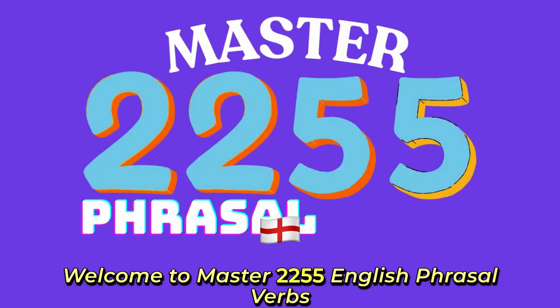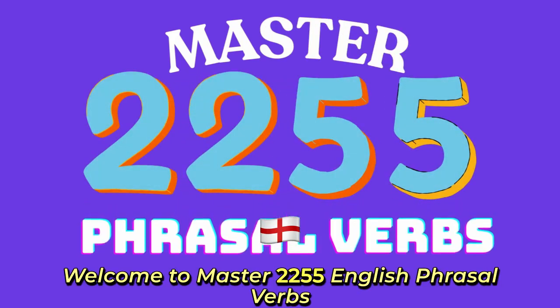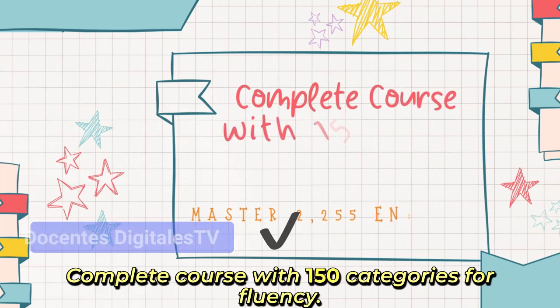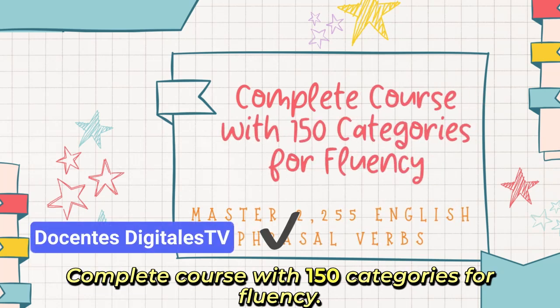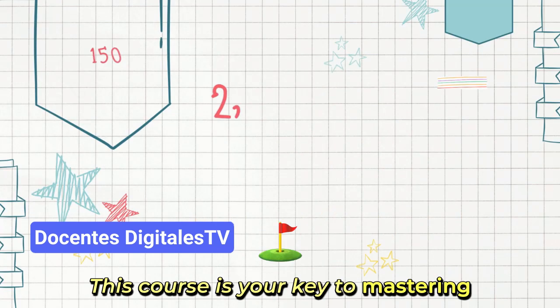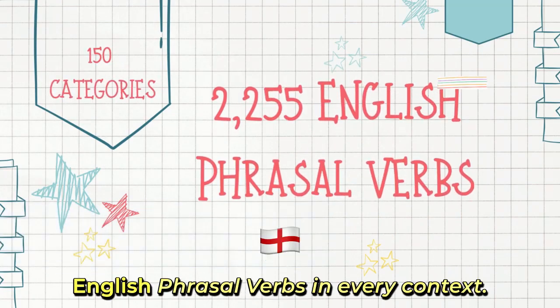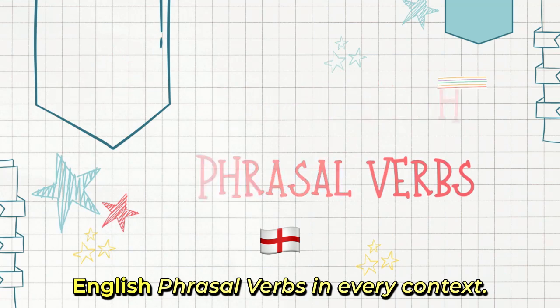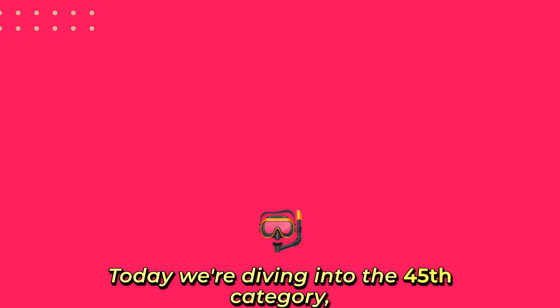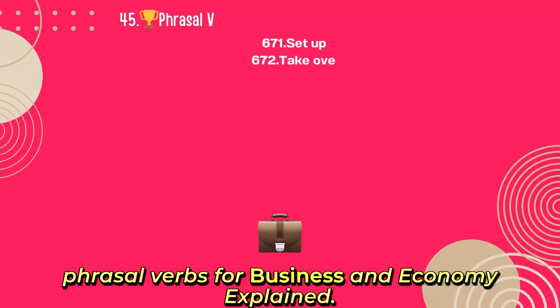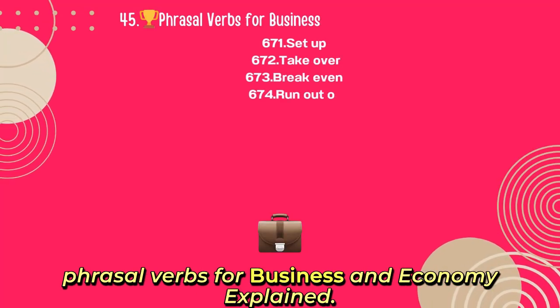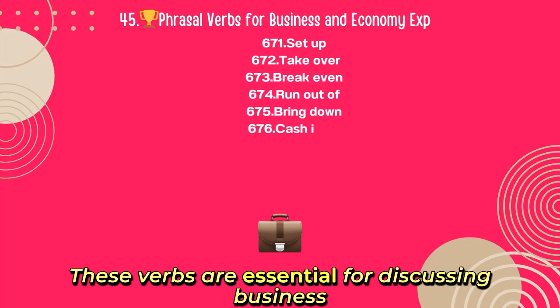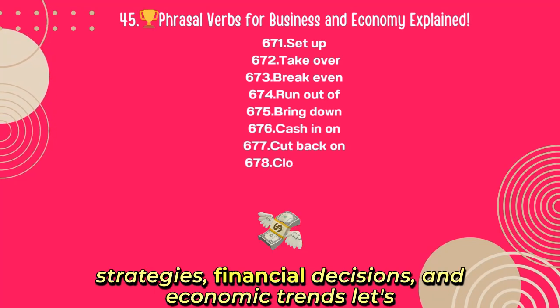Welcome to Master 2255 English Phrasal Verbs, complete course with 150 categories for fluency. This course is your key to mastering English phrasal verbs in every context. Today, we're diving into the 45th category, phrasal verbs for business and economy explained. These verbs are essential for discussing business strategies, financial decisions, and economic trends.